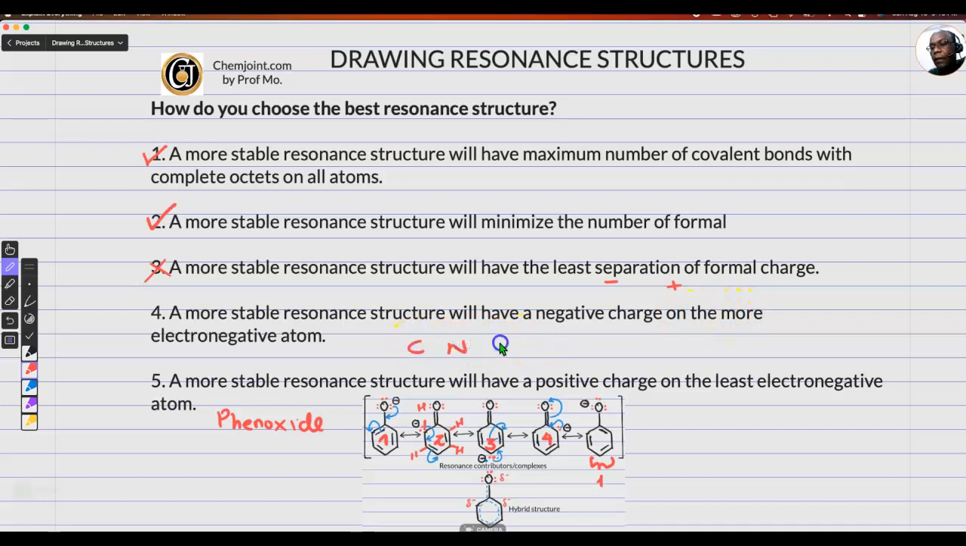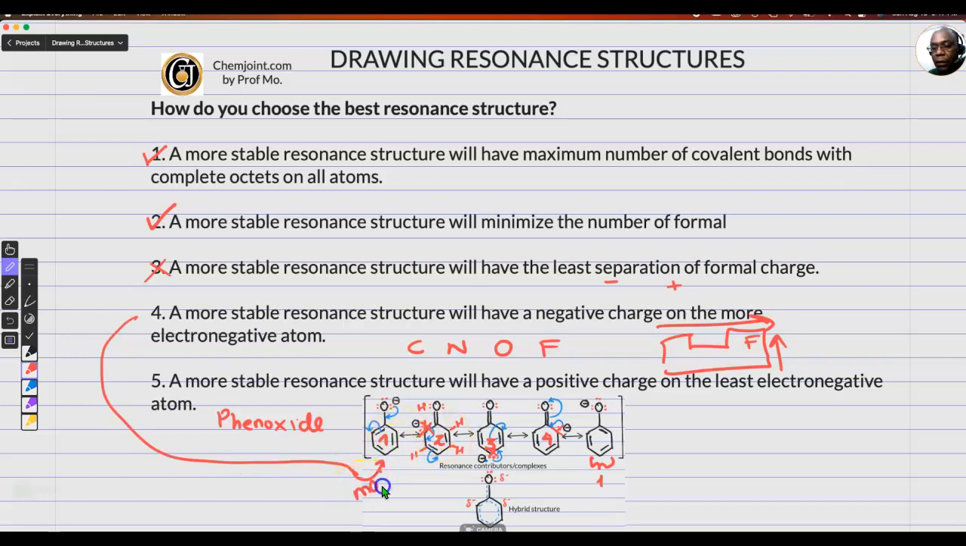Remember that electronegativity increases left to right on the periodic table towards fluorine, and bottom to up. In this case, all I have is carbon, hydrogen, and oxygen, and I see that I have a negative charge on oxygen. Here it's on carbon, here it's on carbon, here it's on carbon, and that's on oxygen, but it's a repetition of the first one. So I believe just based on this point, I can judge who wins.